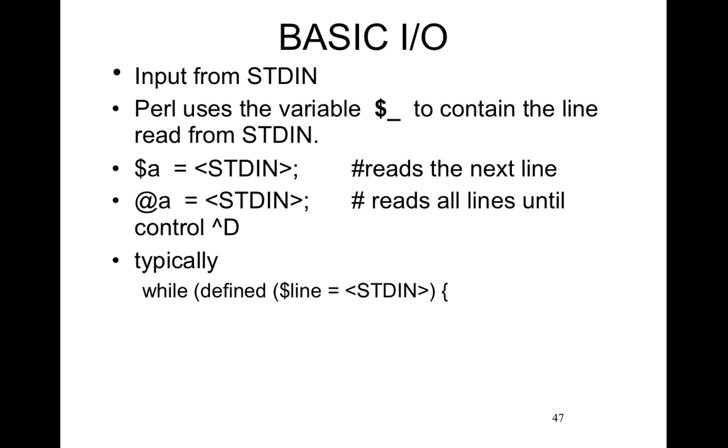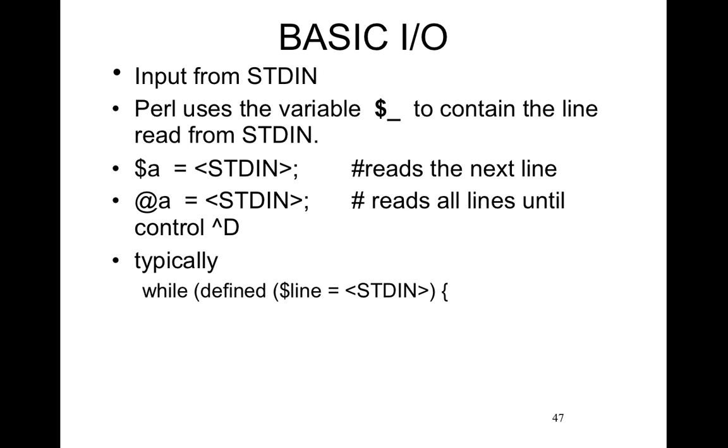Basic I/O. Perl also supports standard input, like what we saw with the C shell. So input from standard input uses a variable with the $ sign and the name of the variable to contain the line from the standard input. So $a is equal to standard input. @a is equal to standard input reads all the lines, or a single line. Next line, because you're going to get an array versus a flat variable.